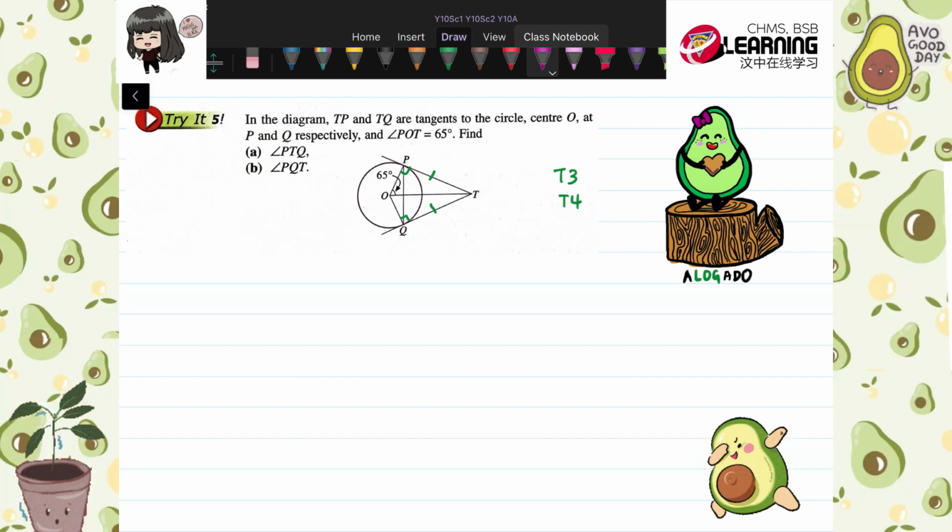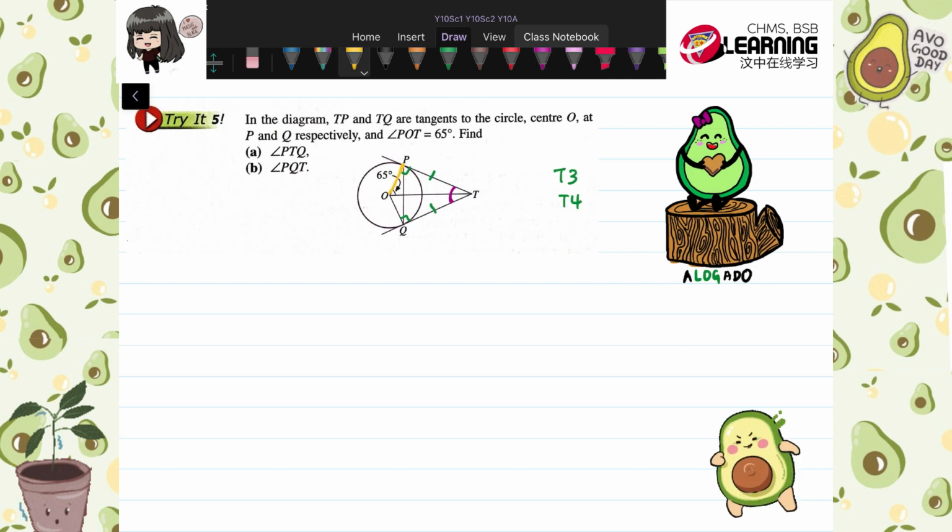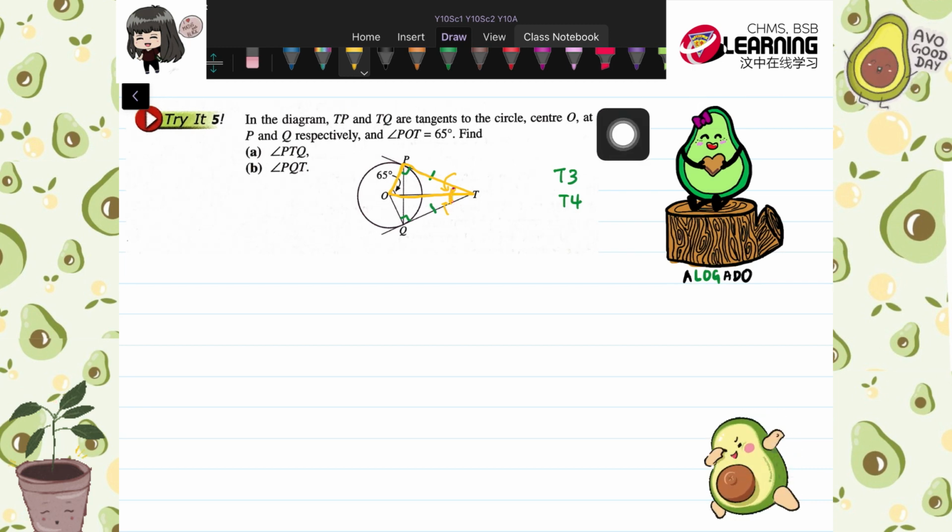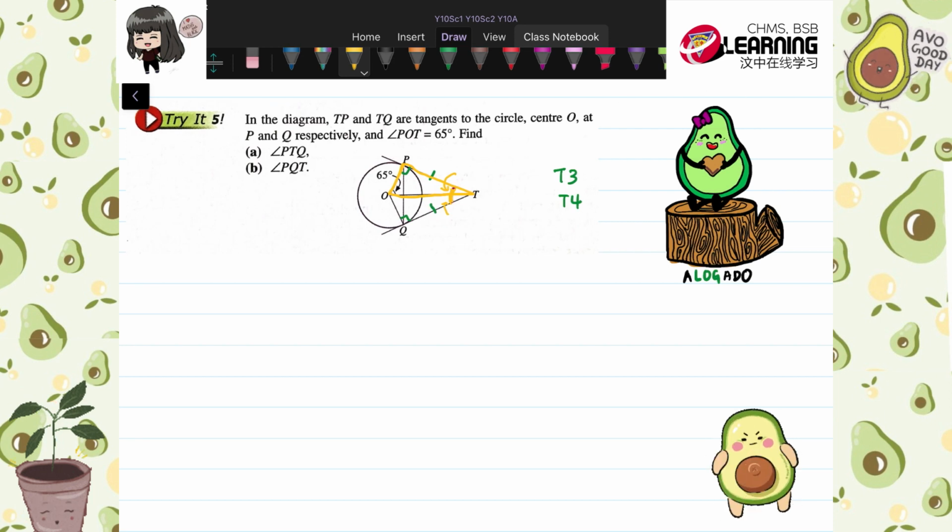Okay, part A, PTQ, which is this angle over here. Alright, so there are two ways of doing this. One of the ways is I will use this triangle POT to find one part angle here, and then I times 2, because these two angles basically are the same. Because why? These two triangles basically are the same.